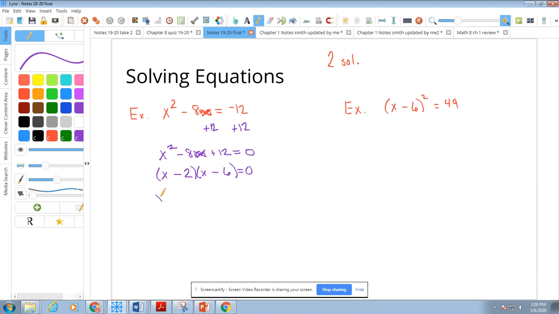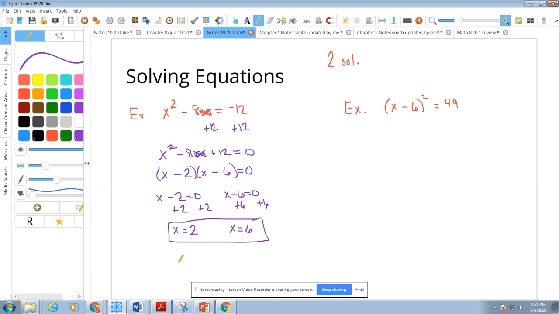Then we set each factor equal to 0. And we do that because remember we learned about the zero product property, that if something times something else equals 0, then either this factor has to equal 0 or this factor has to equal 0. And that's why we set up those two little equations. Then we solve them, and we get x equals 2 over here. And on this equation, we get x equals 6. And so you have your two solutions.